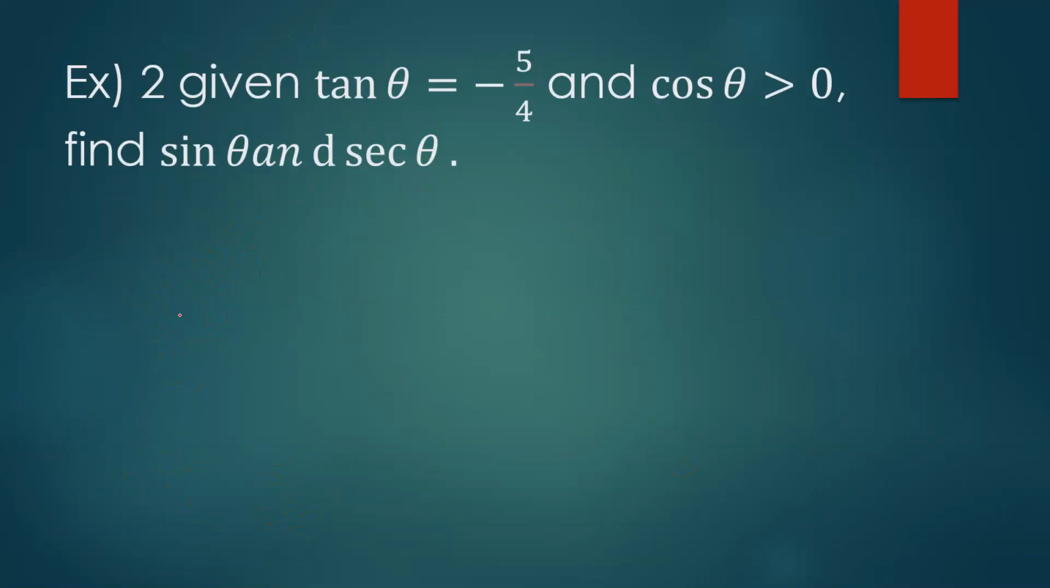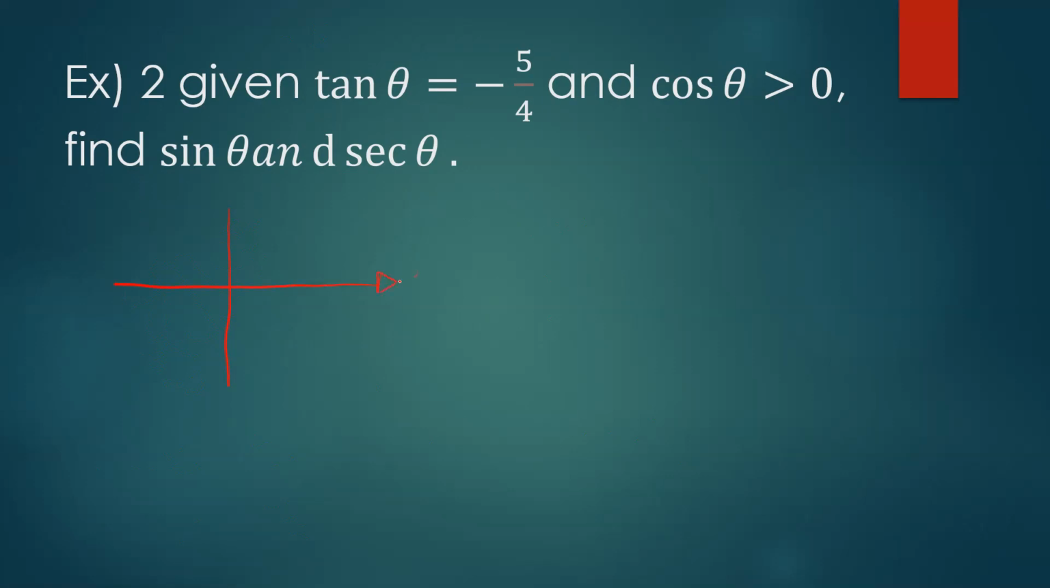So in example 2 it says, given tan theta equals -5 over 4, and cosine theta is greater than 0, or positive, right? Find sine theta and secant theta. So what we're going to do is draw the triangle, right? And then use what we are given. So what do we know?